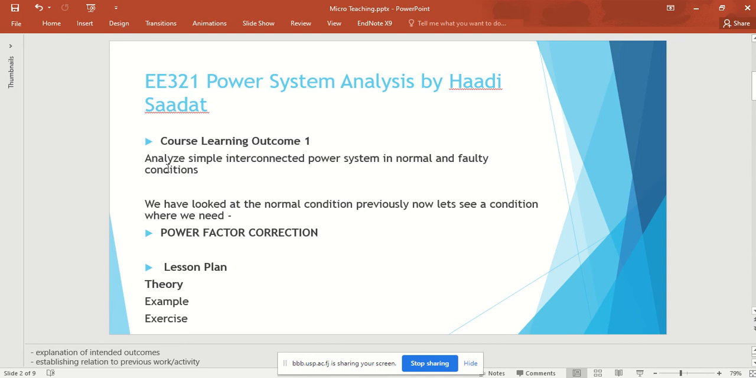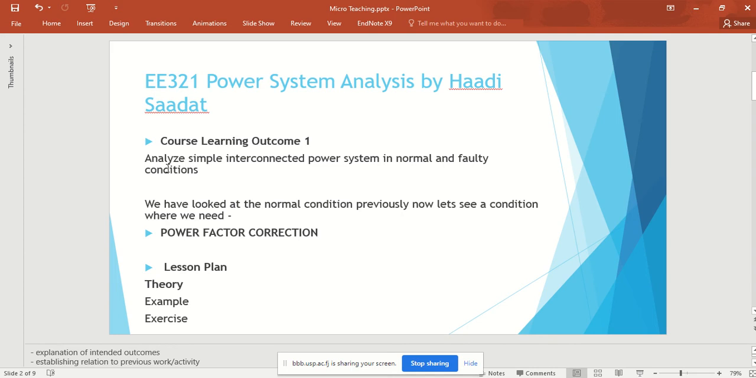Now, this time we are going to look at course learning outcome 1, which is to analyze simple interconnected power systems in normal and faulty conditions. Previously in our class, we have seen the normal condition. Now let's see a condition where we will need power factor correction. The lesson plan is first we'll define what power factor is and why we need power factor correction.